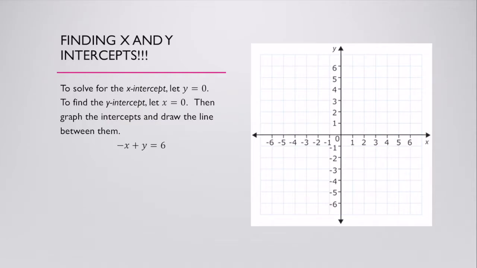Let's work through a few more examples of finding the X and Y intercepts. So to find the X-intercept, I let Y equal 0, and to find the Y-intercept, I let X equal 0. So let's let Y equal 0. I have negative X plus 0 is 6. That means negative X is 6, which means X is negative 6. So when X is negative 6, Y is 0.